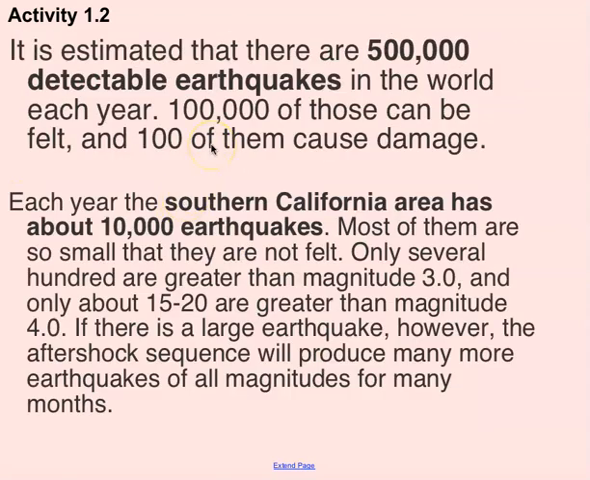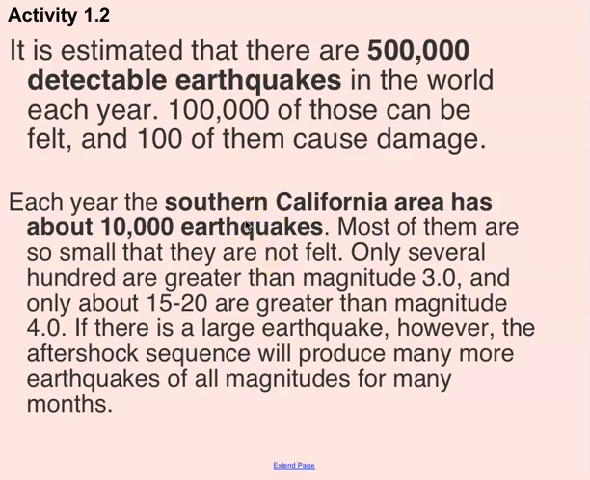Now, how many earthquakes do we have in the world a year? Why are we talking about earthquakes? Well, there are actually about 500,000 detectable earthquakes in the world each year. Now, it's a good thing that most of them we don't feel. Only about 100,000 of those can actually be felt, and 100 of them actually cause damage. So very few earthquakes cause damage, and most we don't even feel.